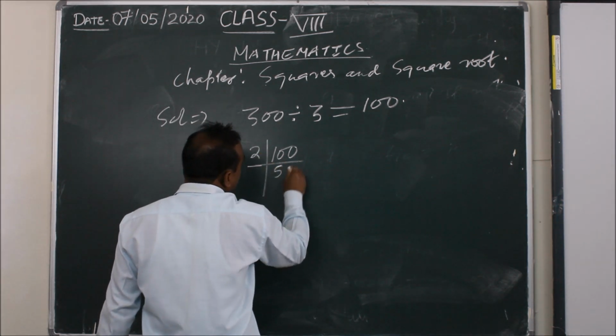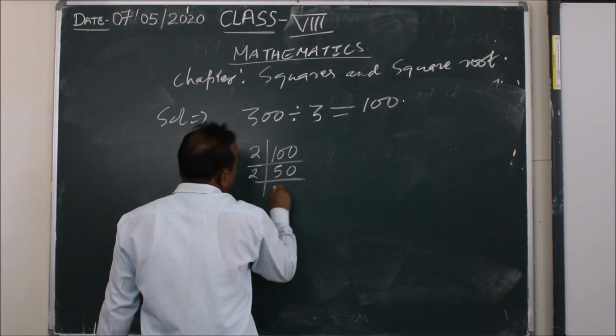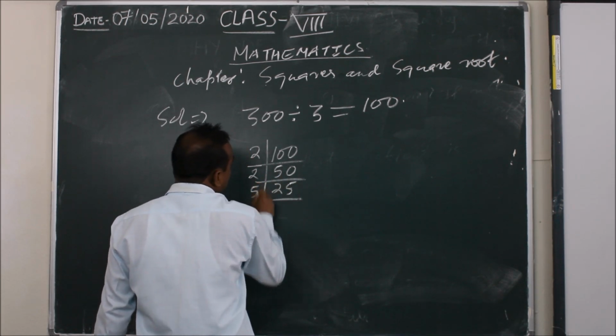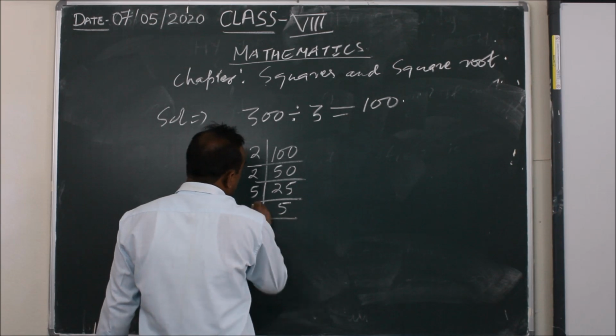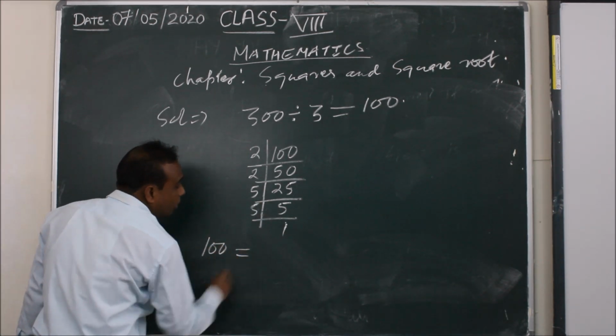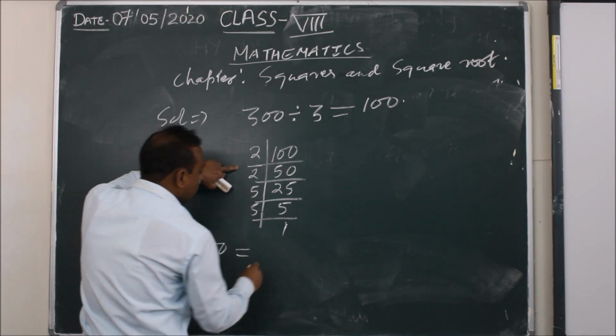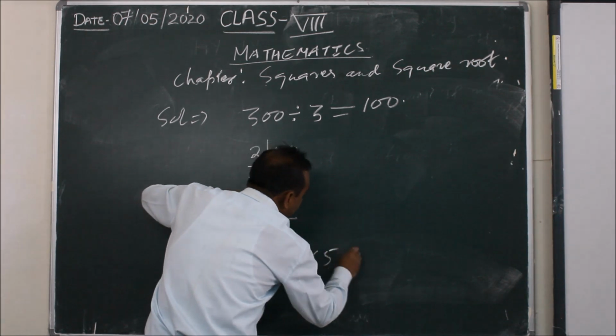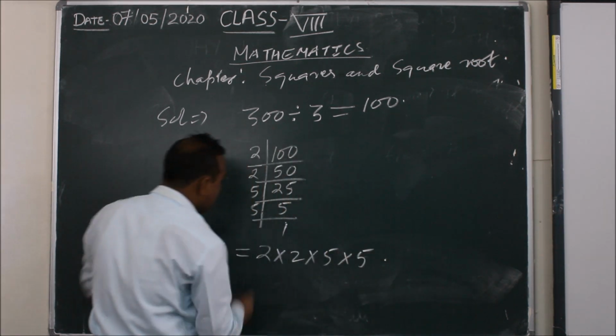2 fives are 10, 0 is 0. So 2 again, 2 twos are 4, 1 is 8, 2, 5. Now it's 25, so again divide by 5. 5 fives are 25, 5 ones are 5. Now let's check whether 100 is a perfect square or not. So you are getting here 2 into 2 into 5 into 5. So you are getting like this.